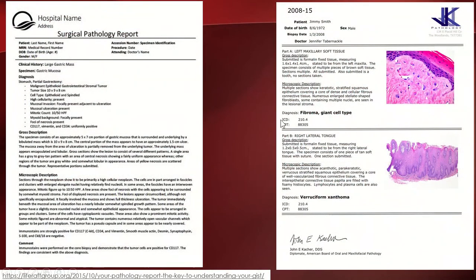Here you see two examples of a medical report diagnosis. One of them is a draft of a surgical pathology report that includes the histopathological diagnosis, taken from one hospital, about a left maxillary soft tissue lesion that is diagnosed as a fibroma, giant cell type, or another disease, verruciform xanthoma.